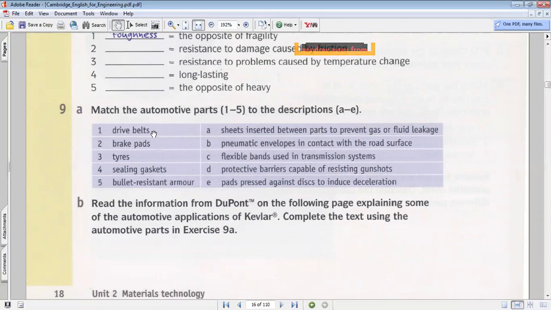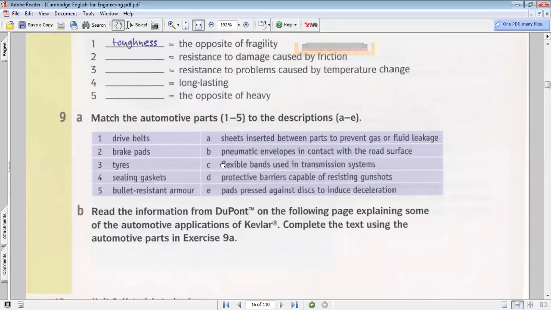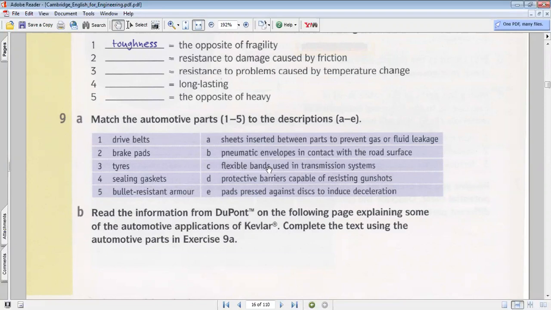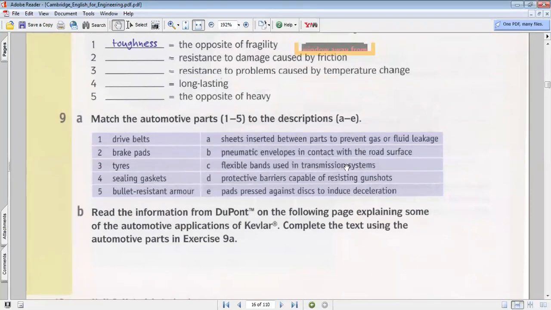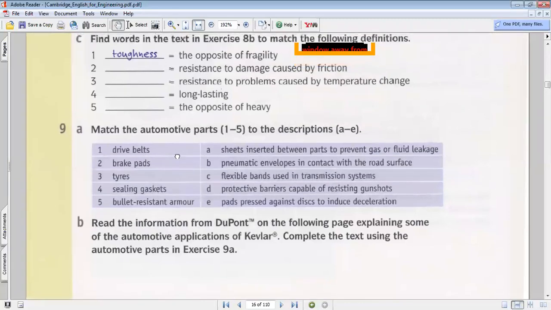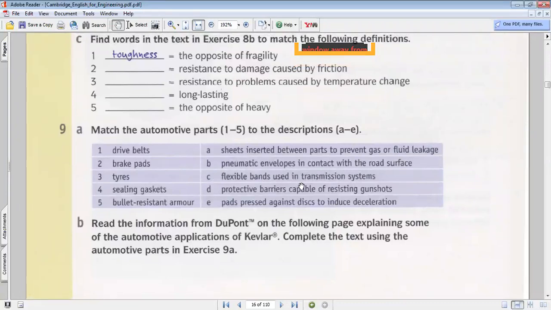So drive belts, يعني الكشاطات في السيارة, are flexible bands used in transmission systems. Transmission systems أنظمة الحركة. يكون عندنا كشاطات على بكرة المولد أو على طرمبة المية أو على الكرنك. هذا بنسميهن flexible bands or drive belts. Drive belts are flexible bands used in transmission systems.